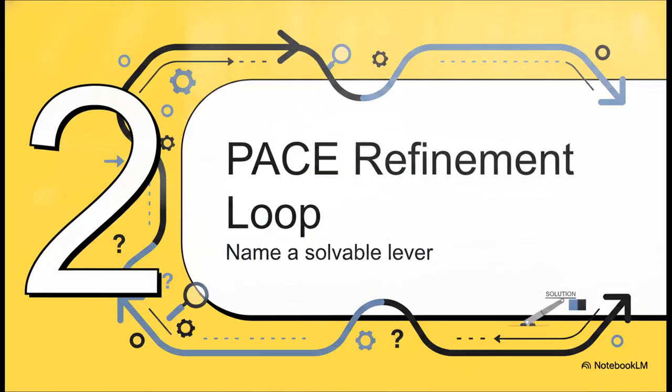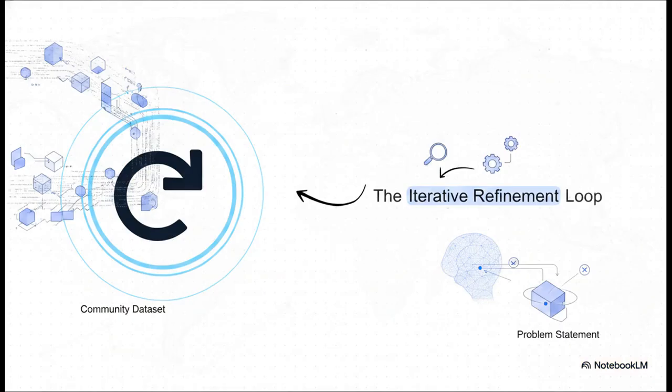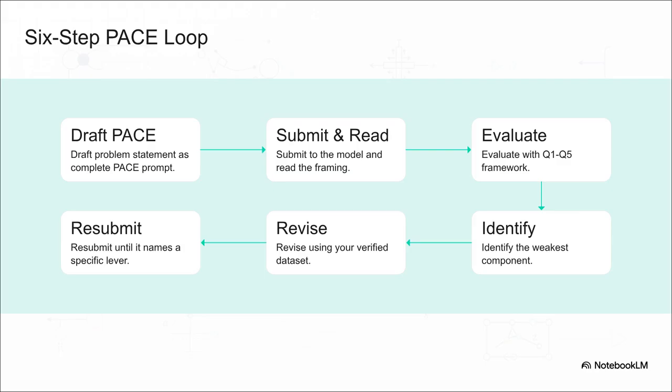Moving right along to Section 2, the PACE problem refinement loop. It's time to name a specific solvable lever. This illustrates that refinement is never just a single pass. You'll probably recognize this iterative loop from our earlier revision processes. But now, the focus is narrowed strictly to refining your own problem statement. You are feeding the model your community data, evaluating its framing, and cycling it back through until the output perfectly matches reality. Let's walk through the actual mechanics.